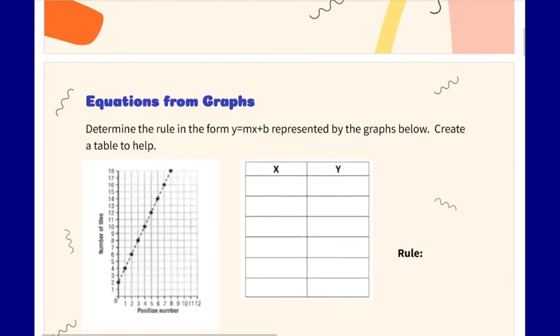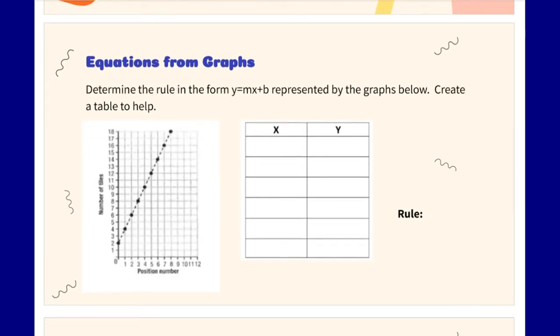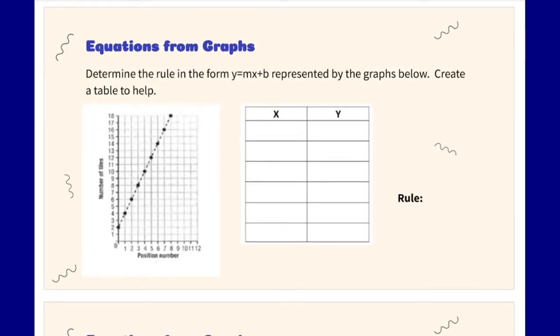So for this example, we have our graph here, just a general graph looking at the number of tiles and the position number, and we want to form a rule that's represented by that graph. We're also going to create a table of values to help us with that. Because we've previously gone through looking at a table, this should be relatively easy once we create our table. So if I look at my graph, I can see that I have nicely laid out points. So I can easily plot those values.